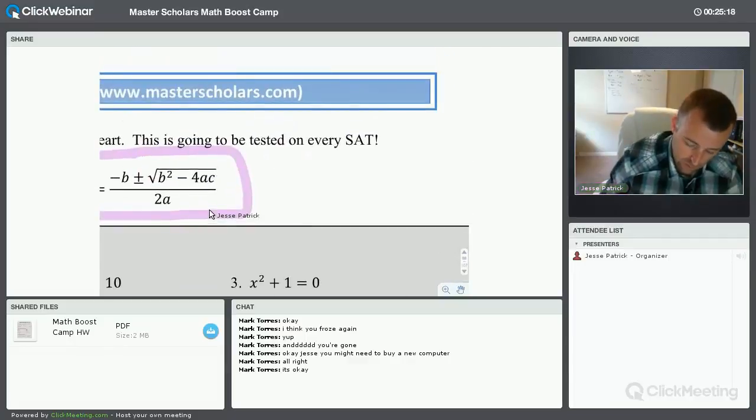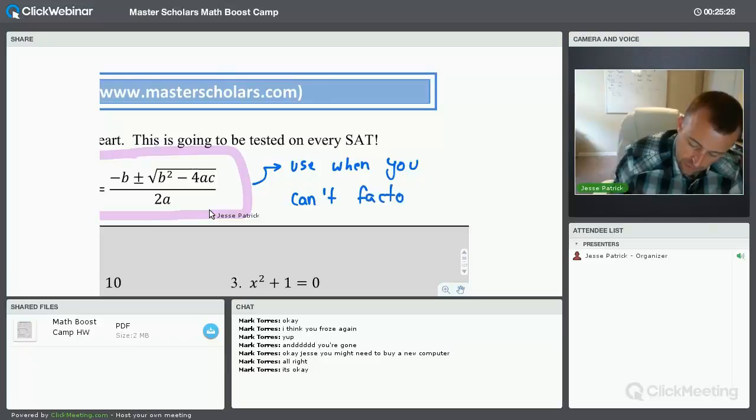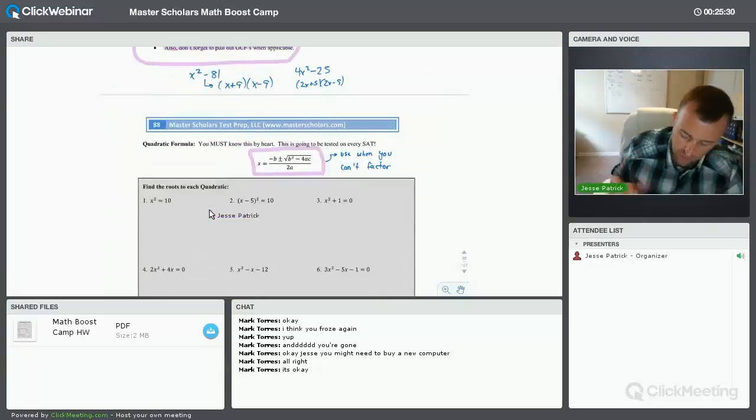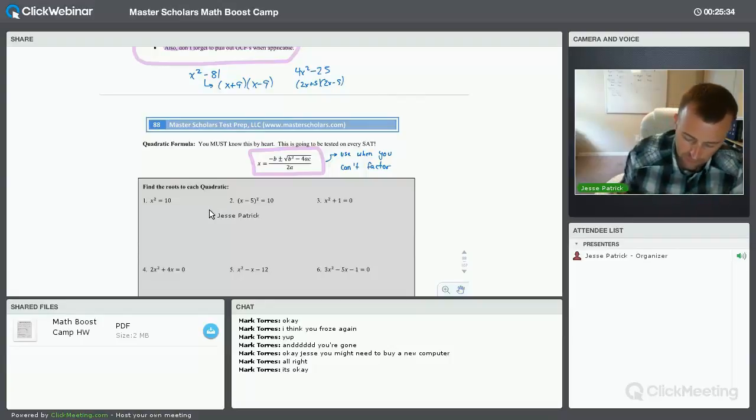Okay, so basically you can put that in there. Use when you can't factor. And with that, let's go ahead and try some of these. I'm just going to go through some basics and work our way down, starting with number 1.